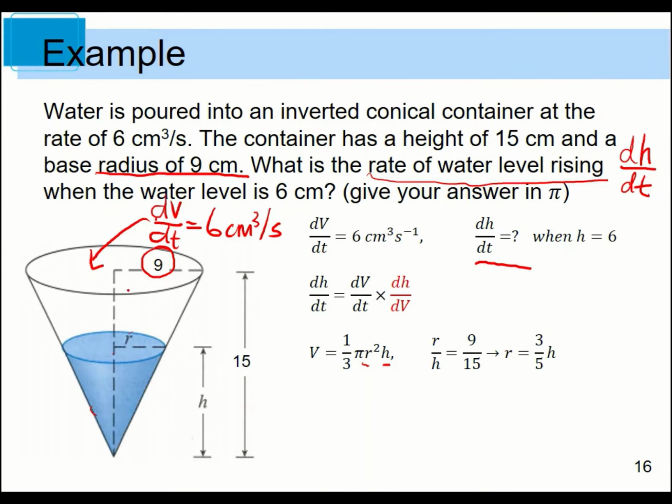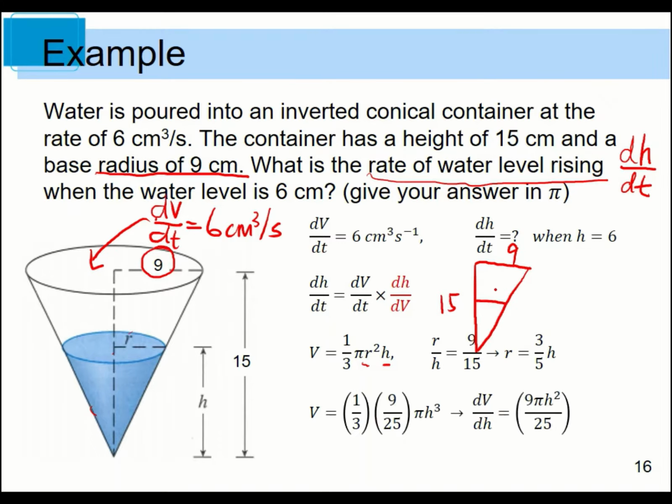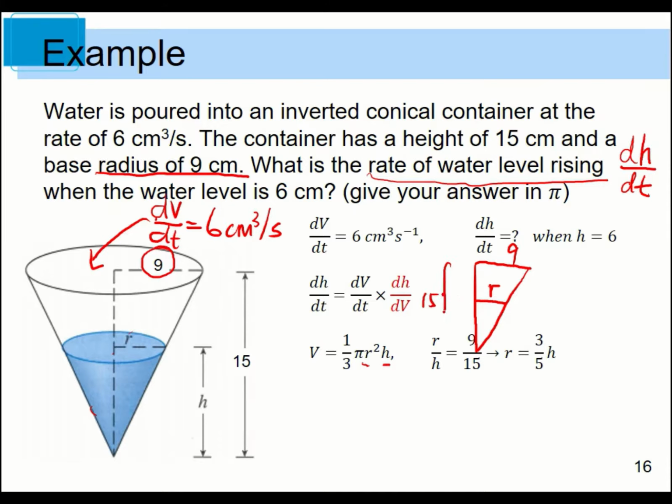From these two triangles, this is the cross section of the cone, 9 cm, and this is the height of the cone, 15 cm. Now, as we compare to the water level, the water level is here. This is the R of the water level, which is always changing, and this is the H, which is the height of the water level.